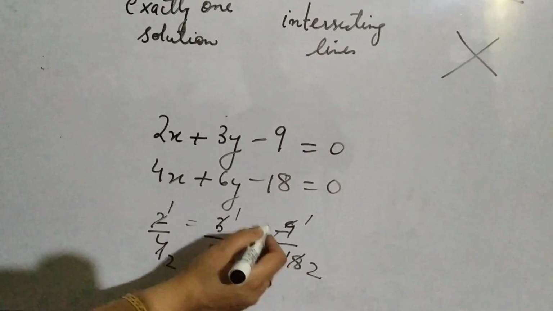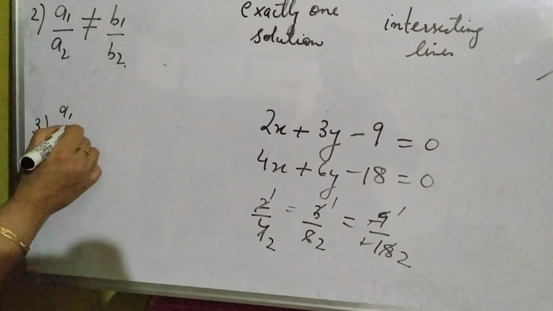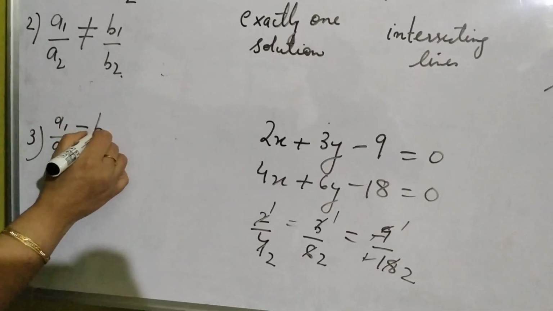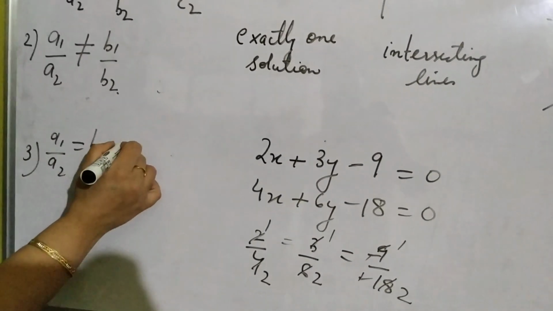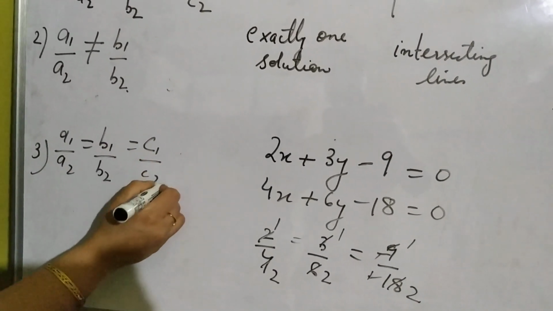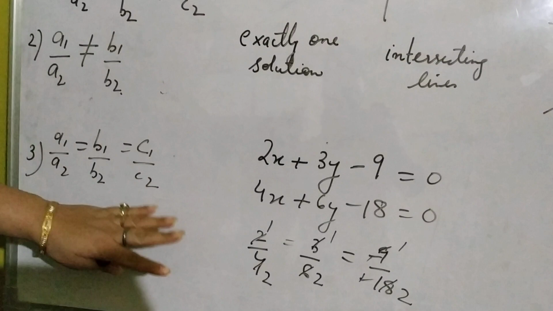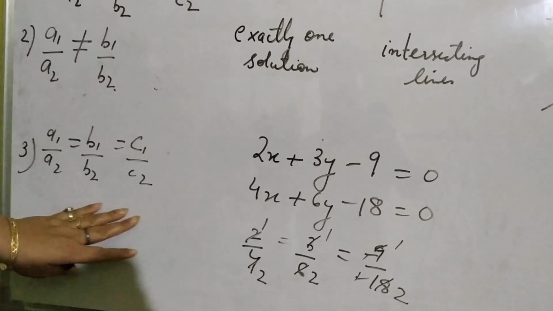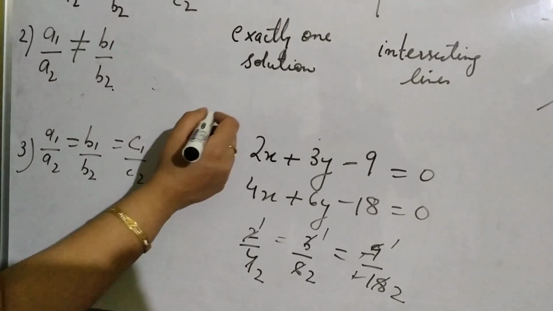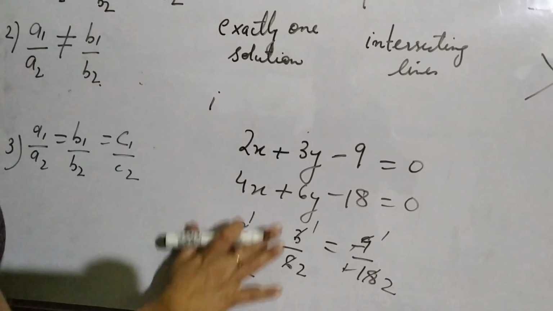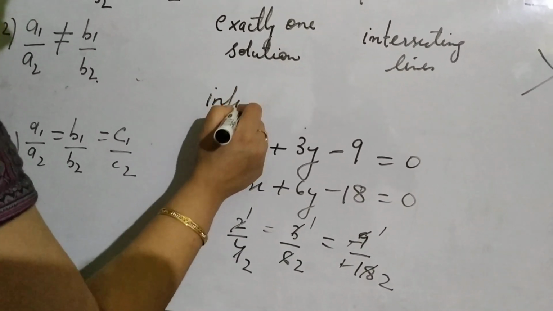In this case, a1 upon a2 is equal to b1 upon b2 is equal to c1 upon c2. So if this type of situation is there, then there will be infinitely many solutions of these two equations.